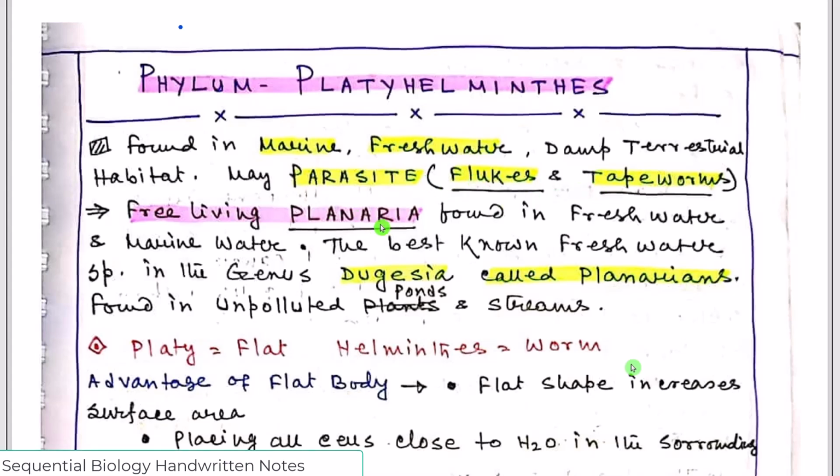Planaria is free living. It is not a parasite and is found in freshwater and marine water. That means Planaria moves; it is present outside the human body and can move freely. The best known freshwater genus is Dugesia. Dugesia is a type of Planaria, an important representative, and is found in unpolluted ponds and streams.